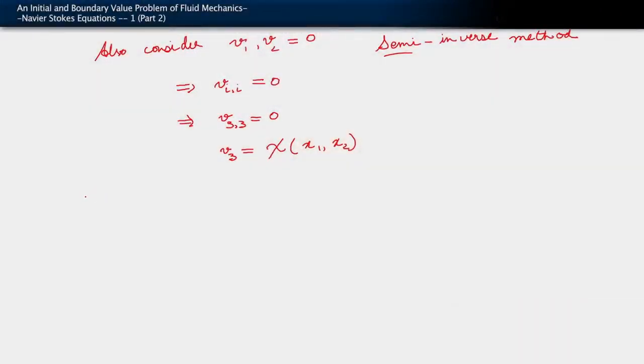All right, so we have this. Now that's pretty much all we need from the mass balance equation. Let us go ahead and see what this gives us for the momentum balance equation. Okay, so let's now turn to momentum balance.